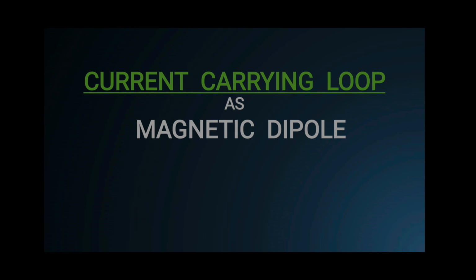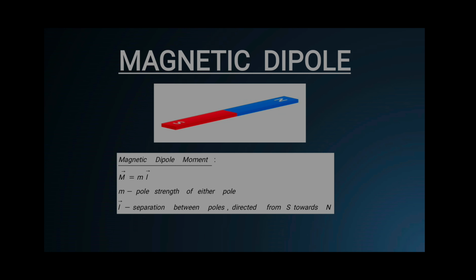In this video, I am going to share how a current carrying loop behaves as a magnetic dipole. First of all, let me share what is the meaning of a magnetic dipole. A simple magnet having south and north poles.